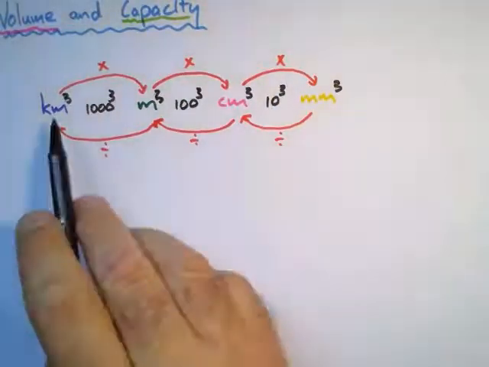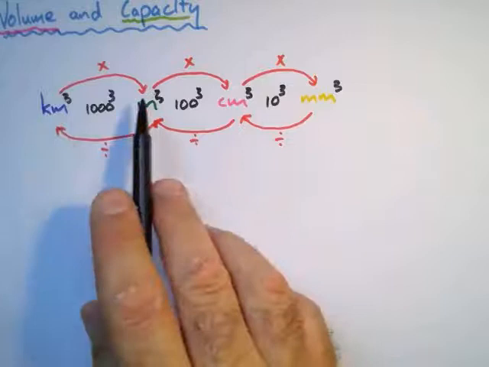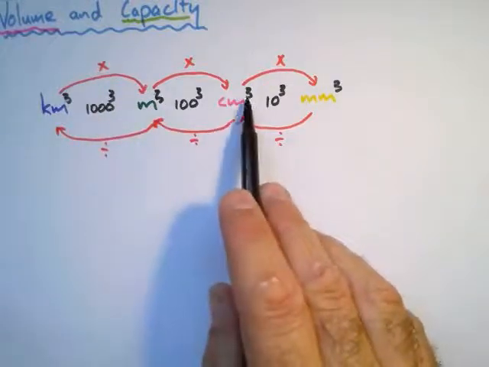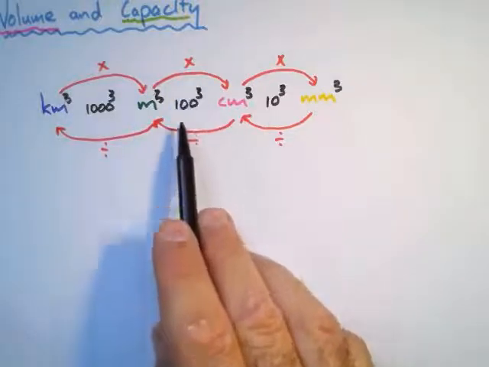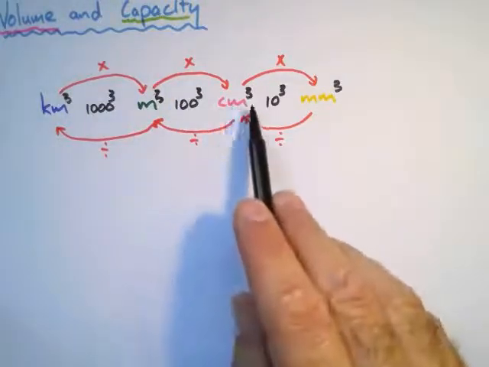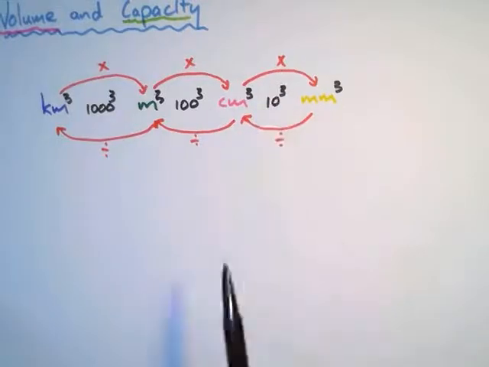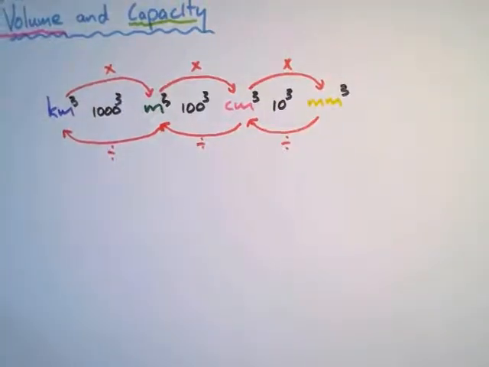So if I'm going to go from kilometers cubed to meters cubed, I'm going to multiply by 1,000 cubed. From meters cubed to centimeters cubed, I'm going to multiply by 100 cubed. From centimeters cubed to millimeters cubed, I'm going to multiply by 10 cubed, etcetera. I'm going to stop here. The next video will be about changing volume to capacity.